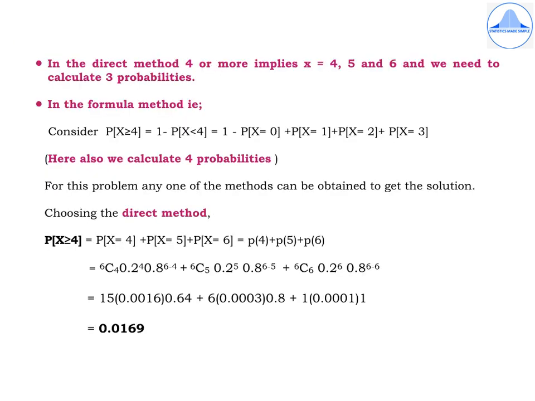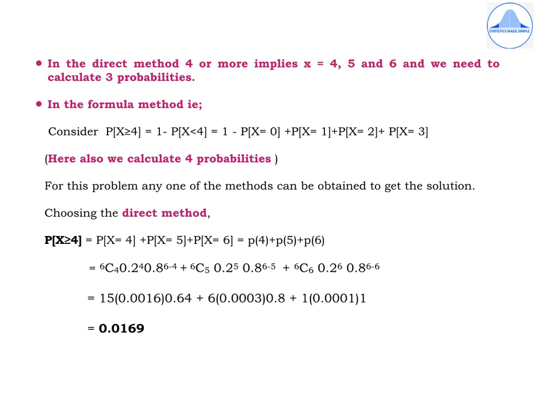Now we need to find out that 4 or more contract the disease. What do we understand by 4 or more? So it means that x is greater than or equal to 4. So in the direct method, x is greater than or equal to 4 means, see the range, x takes the values 4, 5 and 6. So how many probabilities do we need to calculate? We'll have to calculate 3 probabilities. One for x equal to 4, the other for x equal to 5 and the other for x equal to 6.